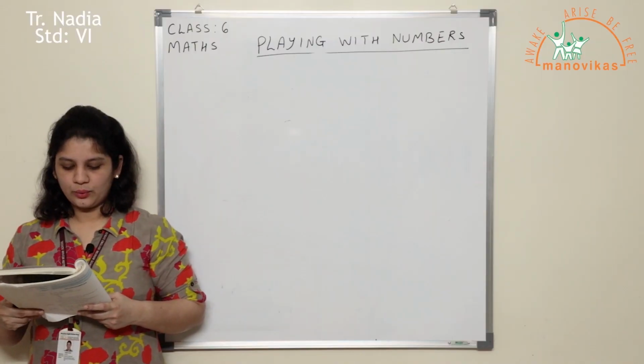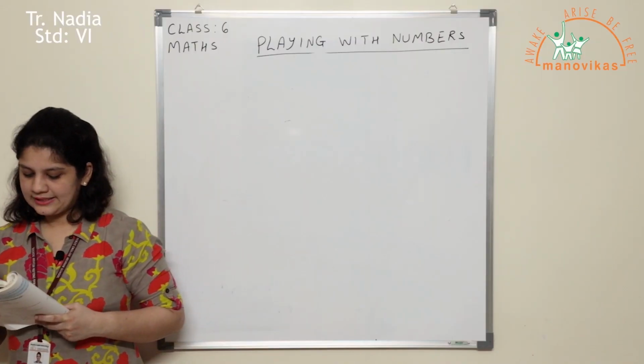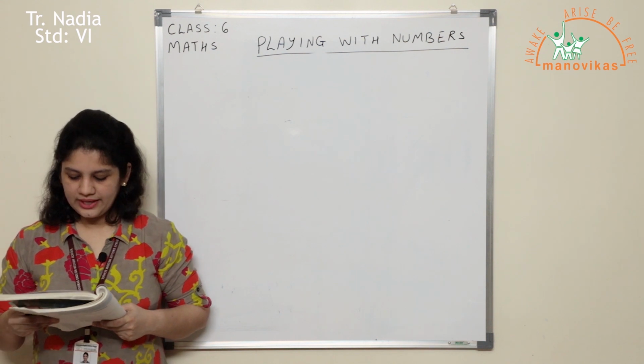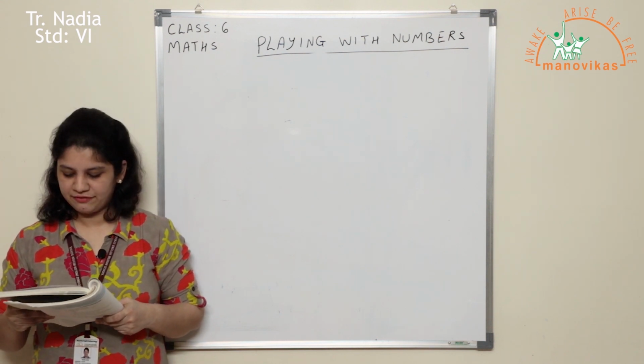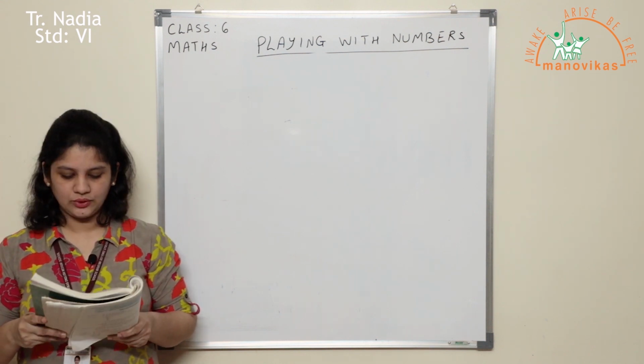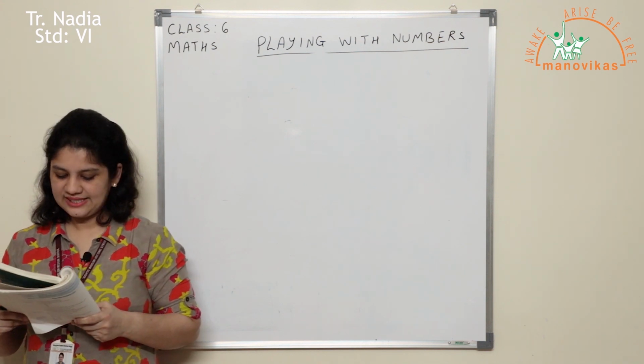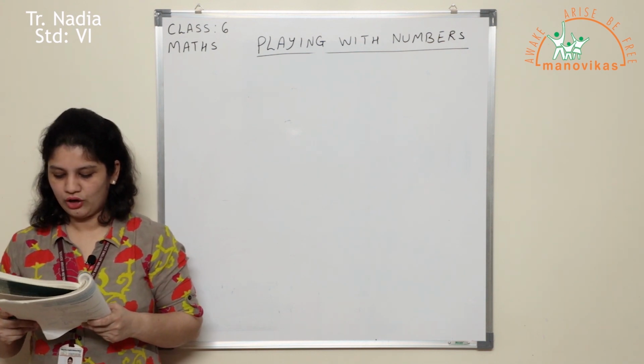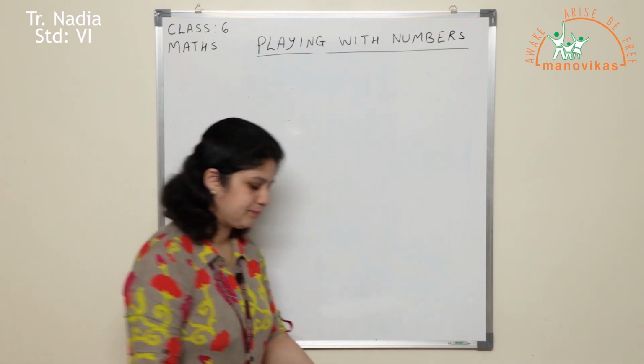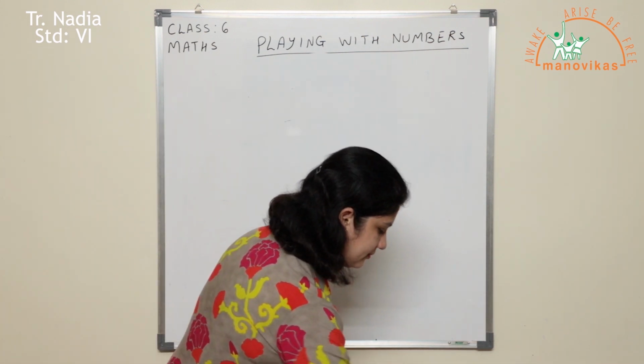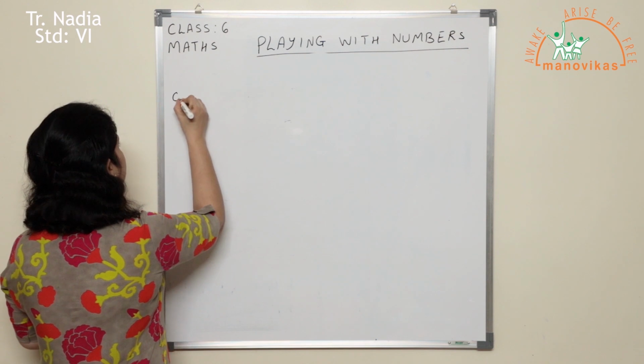Alright, now let us move to question number 6. Express each of the following as a product of prime factors. Now I will explain to you all how to do this question. Express each of the following as a product of prime factors. Let me take the first one.